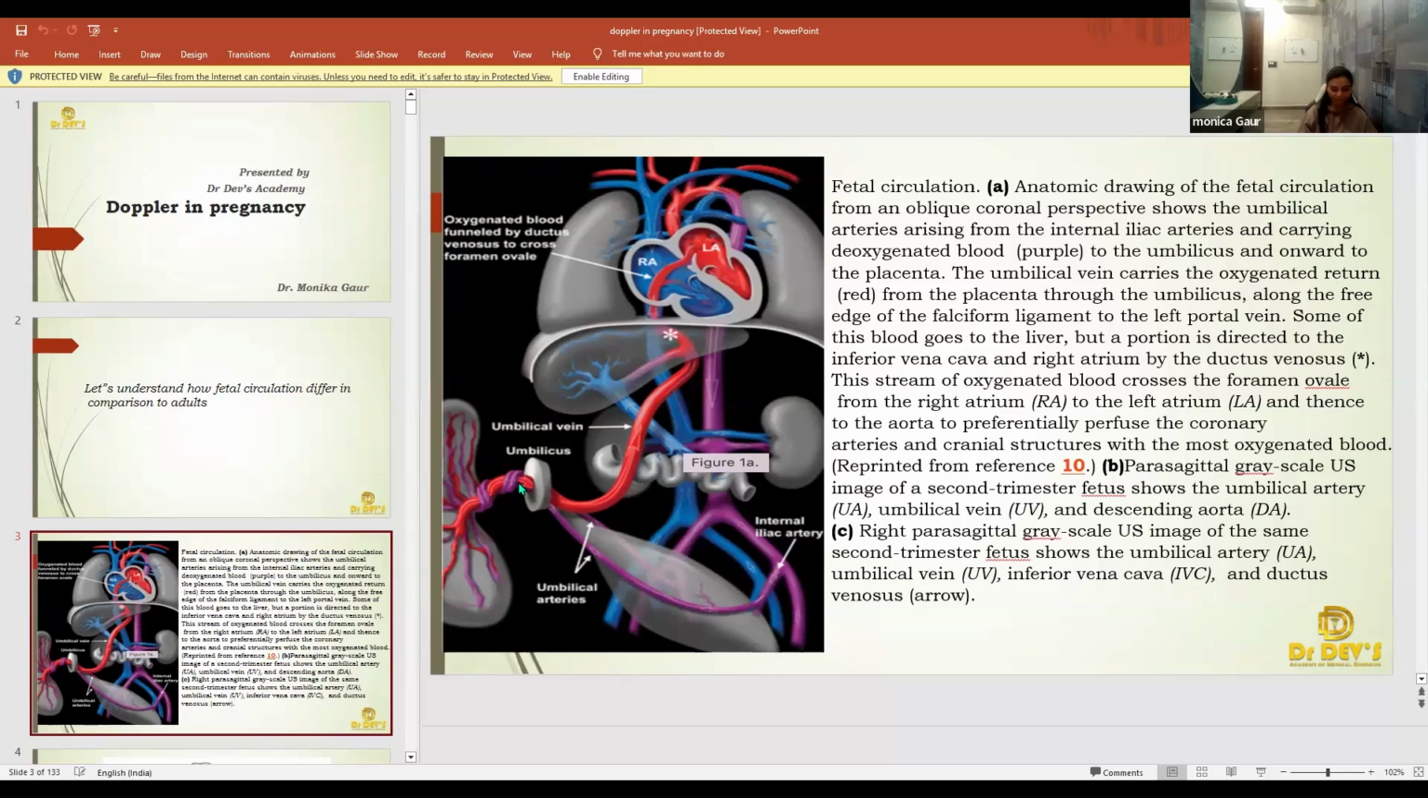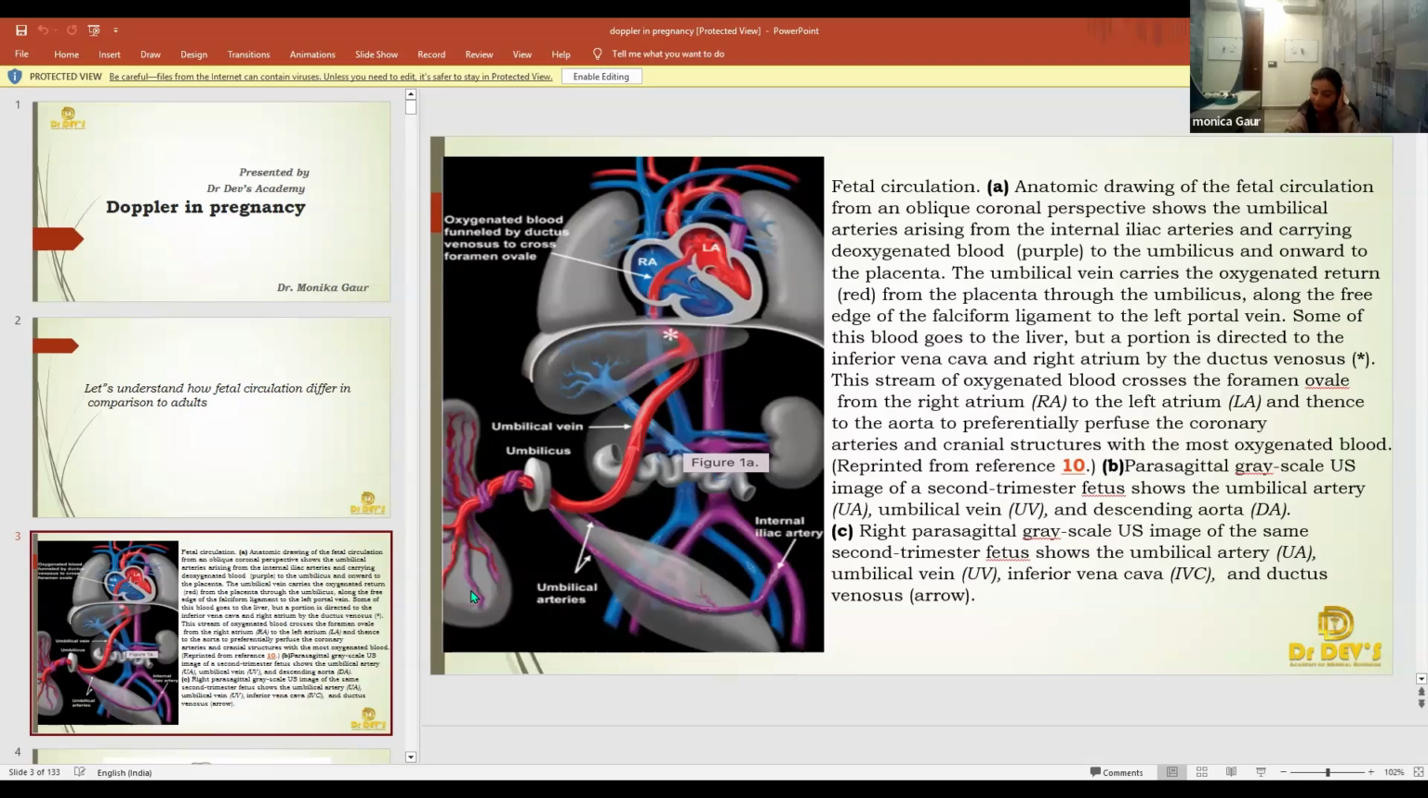So where does this oxygenation happen? Normally in adults, oxygenation happens in the lungs. We all know the lungs play the role in oxygenation of the blood. But here, this oxygenation happens in the placenta. So we have two internal iliac arteries. They carry deoxygenated blood, which then goes to the umbilical arteries. These umbilical arteries, along the path of the umbilicus, go to the placenta. It goes to the placenta. Here the oxygenation happens.